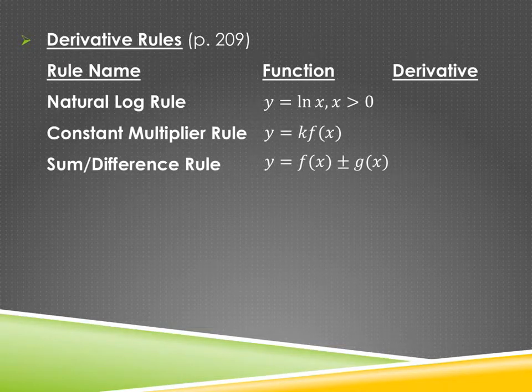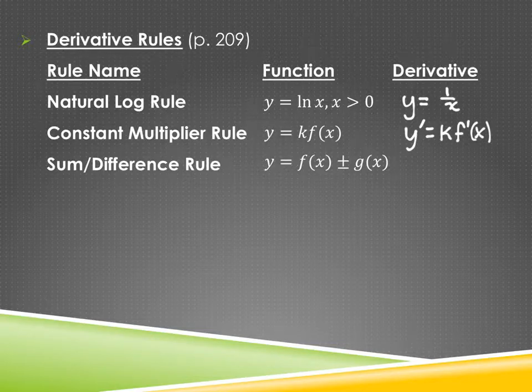Okay, second slide. What is the derivative of the natural log of x? 1 over x. And what is the constant multiplier rule? What happens when you have a number times f of x and you take the derivative? Keep the number, and then you do the derivative of f of x. Good. And what happens when you've got a sum or a difference? Yeah, you just take their derivatives individually and add or subtract them from one another.